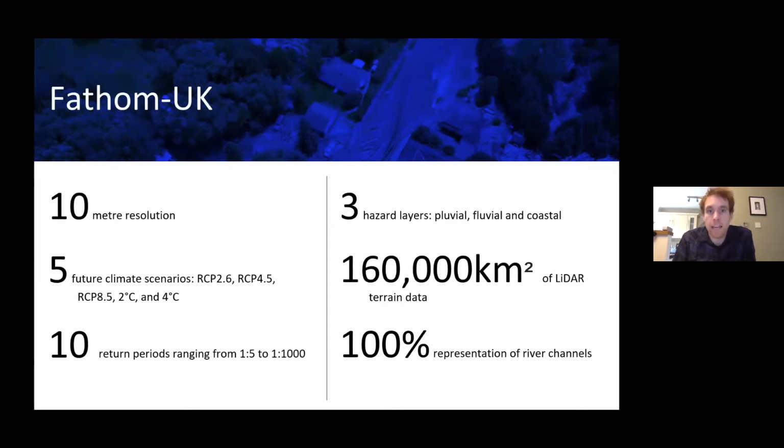So Fathom UK covers 3 perils, fluvial, pluvial, and coastal, with UK-wide coverage at 10-meter resolution. And we use a consistent modelling methodology. What I mean by that is we deploy the same set of core approaches to building our models throughout the UK, resulting in a spatially coherent set of hazard layers. And we model every river within the UK. For each peril, we model 10 return periods, ranging from the 1 in 5 flood to the 1 in 1,000 year. And we provide defended and undefended models, which I'll discuss in a bit more detail later on.